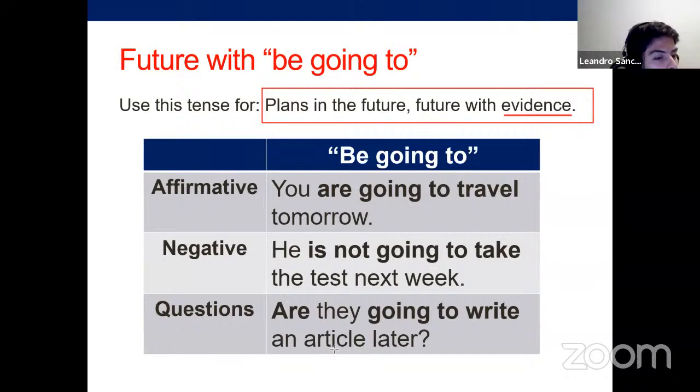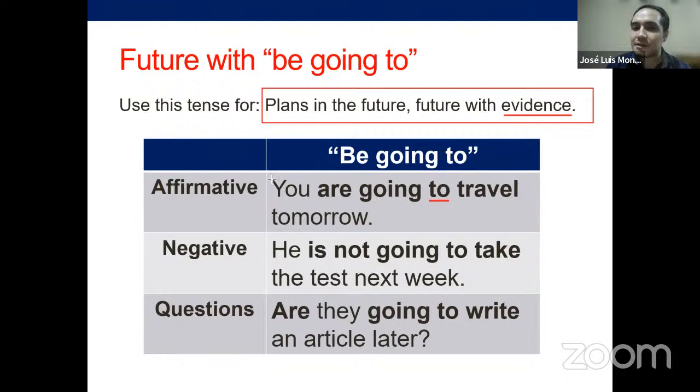Questions. Are they going to write an article later? Great. Okay, so this is future. It means that there has to be a future reference. Now, how do you form this? Very simple, right? And remember, you used this and it was good. But remember, there was only one mistake that you always say be going to. Okay, this is very important.